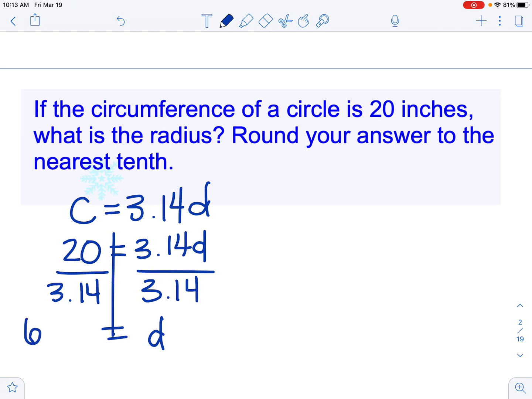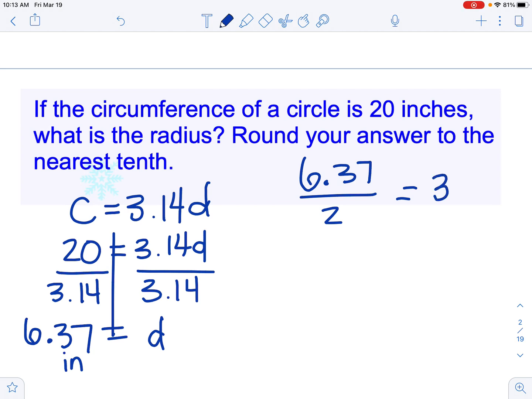which rounded is 6.37 inches. So that's all the way across the circle. So to find the radius, I'm going to take half of that. So 6.37 divided by 2. And I get 3.185, rounded to the nearest tenth, would be 3.2 inches.